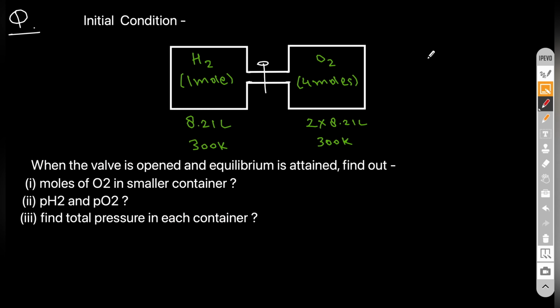So we'll solve a problem here. The initial condition has been given. We have S2 and O2 on the left and right side respectively in containers 1 and 2. The volume has been given for both containers. Here the valve is present. When the valve is opened and equilibrium is attained, find the moles of O2 in the smaller container, the pressure of gas S2 and O2, and the total pressure in each container. So we'll solve it here.